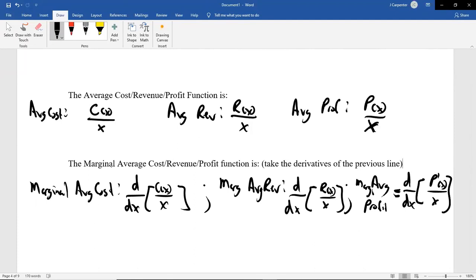But what's important here is that you understand that you do the average, then the derivative, not the derivative, then the average. If you do the derivative and then divide by x, that is wrong, wrong, wrong. You have to find the associated average cost first, then you have to go and do the marginal.